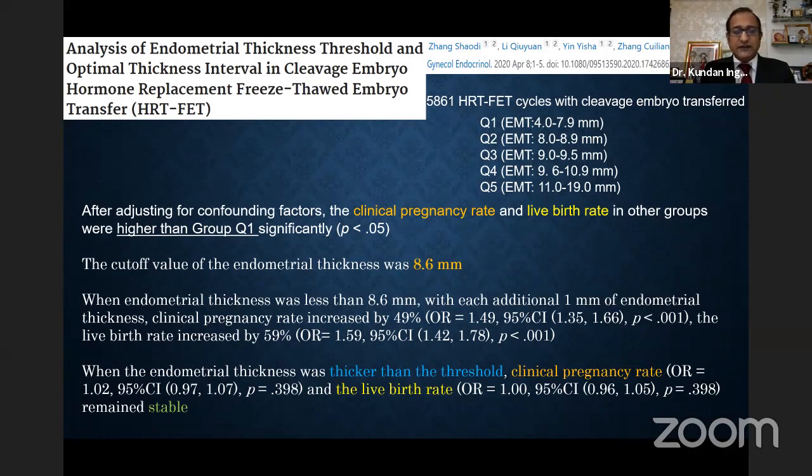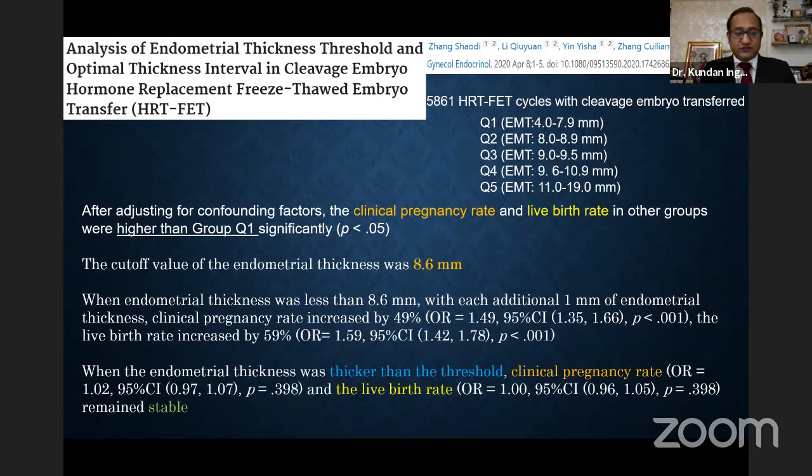What they realized was that the clinical pregnancy rate and live birth rate were much higher in groups 2 to 5 when compared with group 1. Whenever endometrial thickness was below 8 millimeter, there was a significant drop in the clinical pregnancy rate and the live birth rate. They found that the cutoff value of the optimal threshold of endometrial thickness was 8.6. If the endometrium is 8.6 millimeter and beyond, the chances of live birth are much higher.